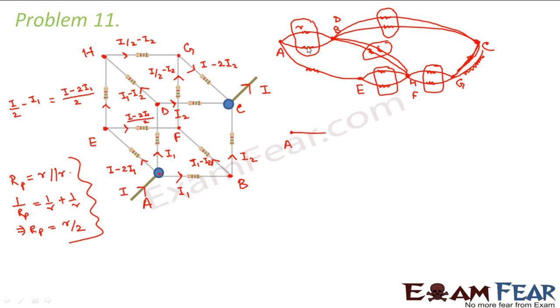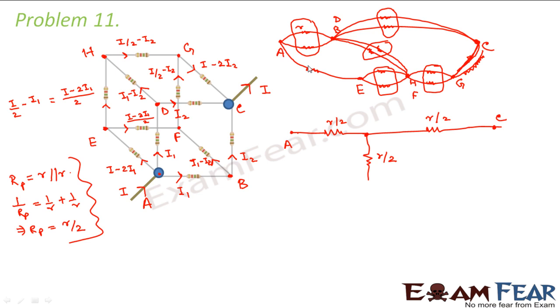Let us start with point A. Instead of r and r, I just draw r by 2, and I reach this point. Okay? So from this point again, instead of drawing r and r, I just draw r by 2 and I reach this point, which is C. Now from this point, which was my B, there is another r and r parallel combination. Let me draw it as r by 2 again.